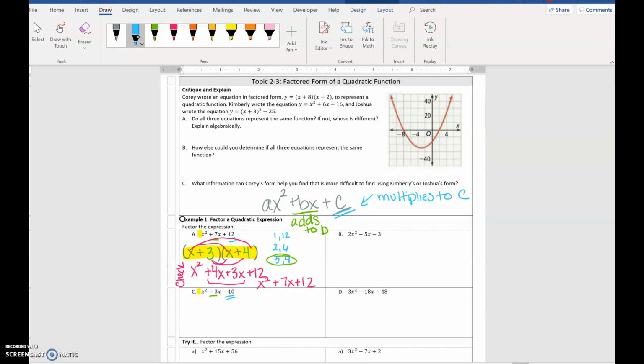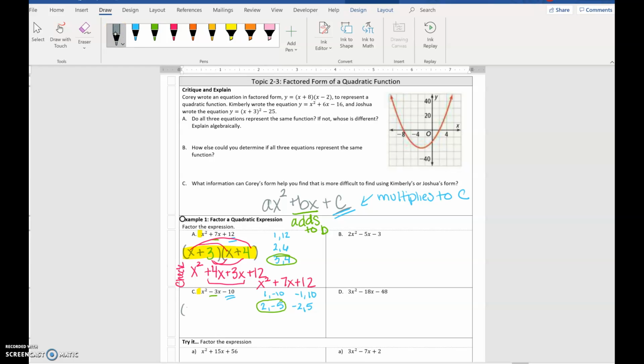So for negative 10, we have 1 and negative 10, or negative 1 and positive 10. We could have 2 and negative 5, or negative 2 and positive 5. That's all the multiples to get to negative 10. Now I need to see which of these, when I add, would get negative 3. This would give us negative 9. This one right here, 2 and negative 5, would give us negative 3. So those are the ones we're going to be using.